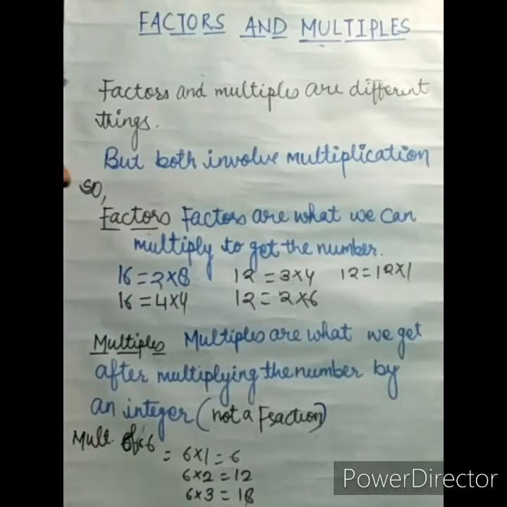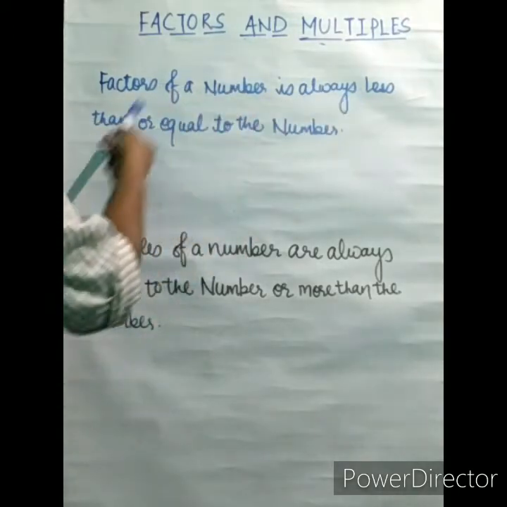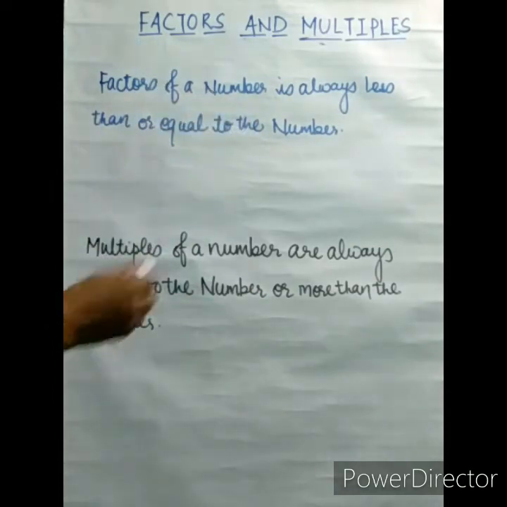Next, one more important thing that I am going to explain. One more very interesting fact about factors and multiples is that the factors of a number are always less than or equal to the number. Let's see.